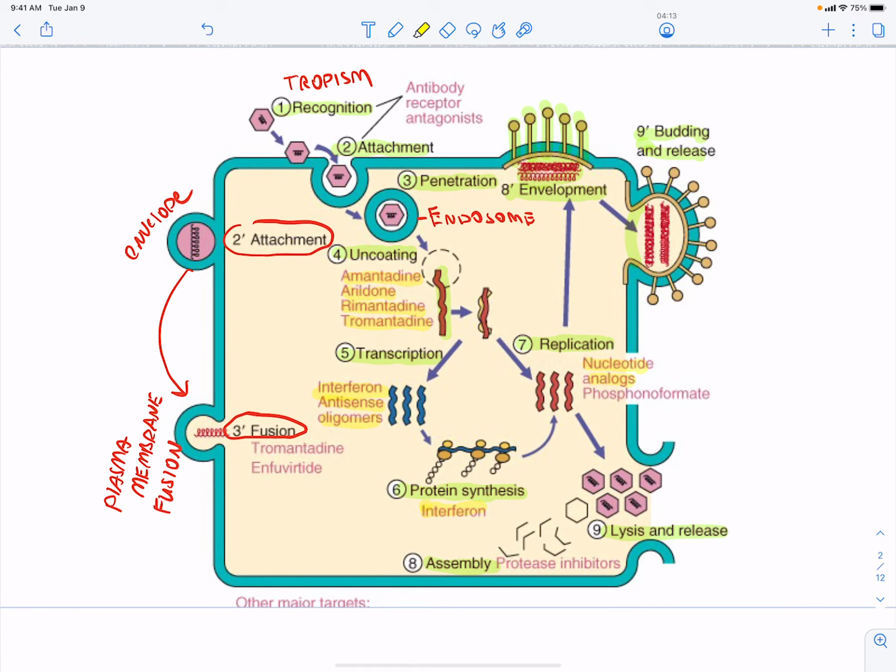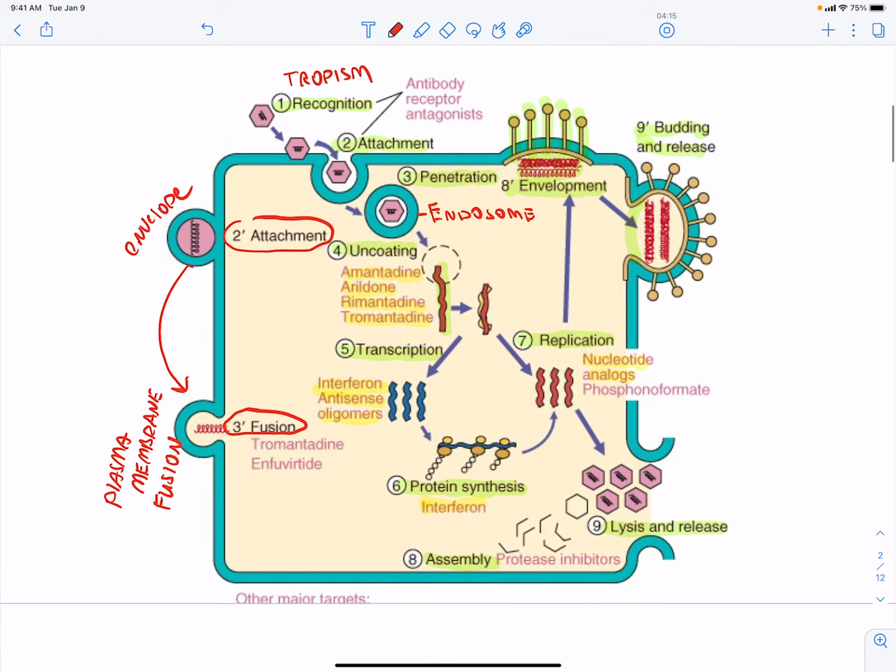Replication, this is probably the most abundant of the antiviral strategies, is to make what are called nucleotide analogs, and we'll talk about that in just a moment. And then another is our protease inhibitors. So these are going to be like for hepatitis C, influenza, and now SARS-CoV-2 are going to target that. Some can target fusion, but it's mostly going to be our nucleoside analogs and our protease inhibitors.